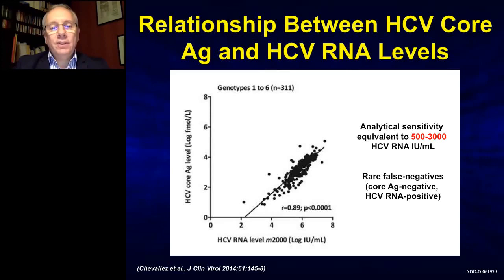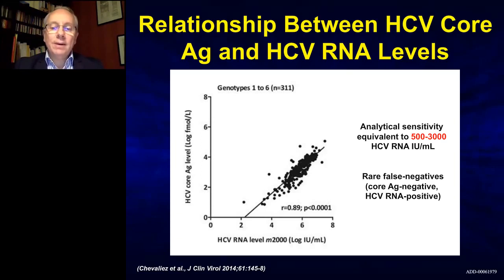This slide illustrates the fact that the core antigen test is a surrogate marker of HCV RNA levels, and you can see here, in a study we recently published, a very good correlation between the HCV RNA level on the x-axis and the HCV core antigen level on the y-axis. The analytical sensitivity of the core antigen test is slightly lower than that of the HCV RNA assay, with a lower limit of detection equivalent to approximately 500 to 3,000 HCV RNA international units per ml, and this varies according to the HCV genotype.